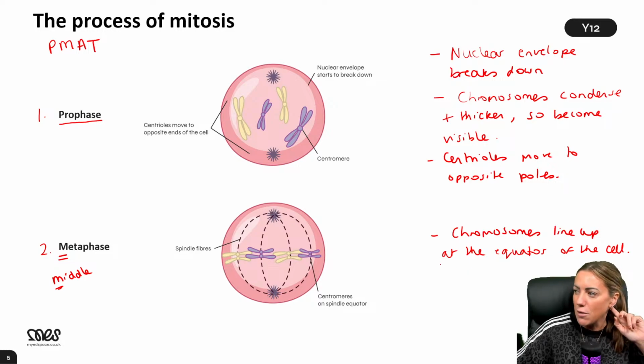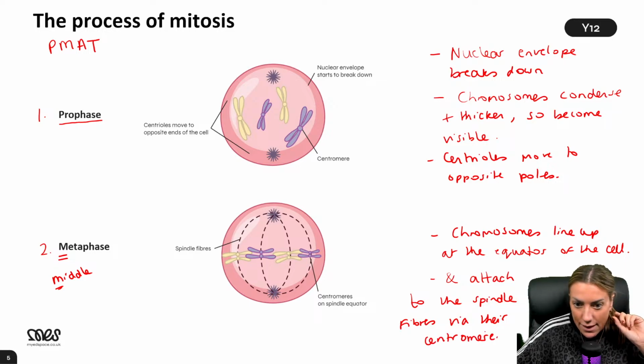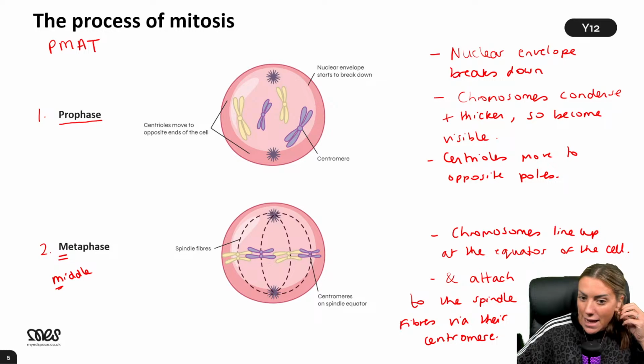So chromosomes line up at the equator of the cell, and something else we can say for metaphase is they attach to the spindle fibers. Who's heard of the spindle fibers before? Who's heard of spindle fibers? Yeah? Your teacher made you call it that. Yeah, no, you can. You can, Zainab, the metaphase plate, but just bear in mind it is at the equator.